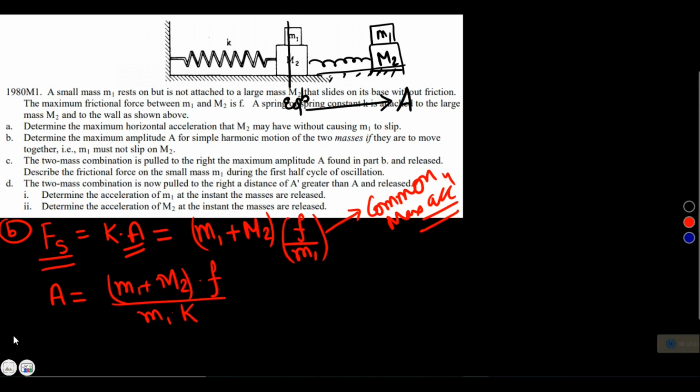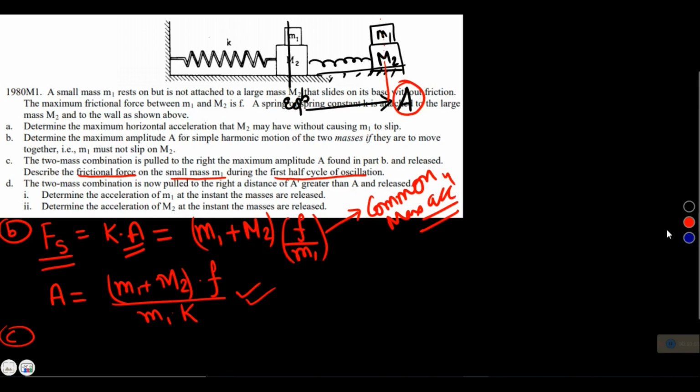So next part, that is the C part. Please see, the two mass combination is pulled to the right, the maximum amplitude A. So the two masses are pulled to this position at the maximum displacement A, found in part B. This is the value of A, and released, and at this position both the blocks are released. Describe the frictional force on the small mass m1 during the first half cycle of oscillation. We have to find the frictional force during the first half cycle.